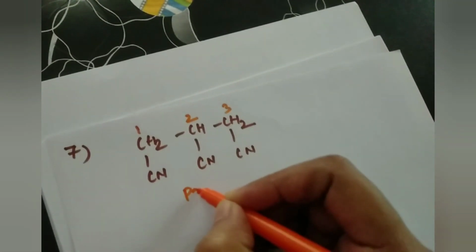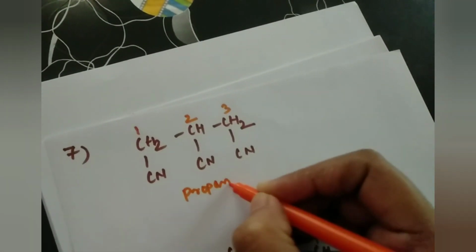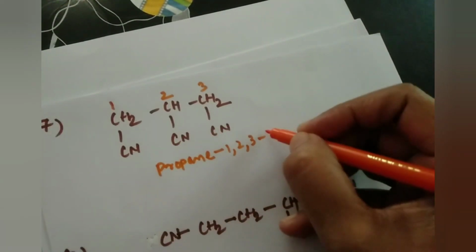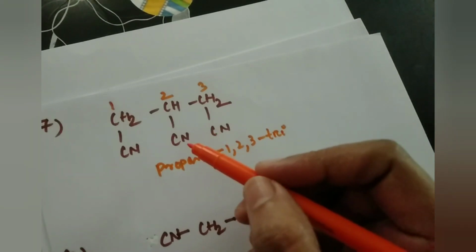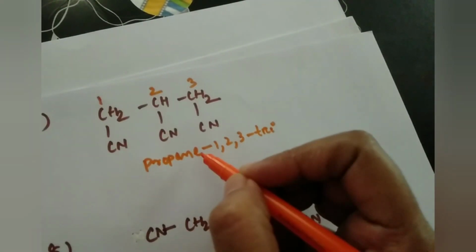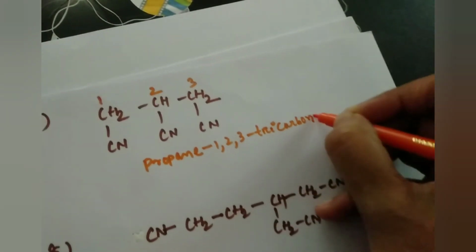What will the word root be? Pro, primary suffix ane, propane. Positions of the cyanides: 1, 2, 3, propane 1, 2, 3. Since there are 3, the numerical prefix is tri, and normally the suffix of cyanide is nitrile, but here a special suffix is used, that is carbonitrile. So you have to write propane 1, 2, 3 tri carbonitrile.